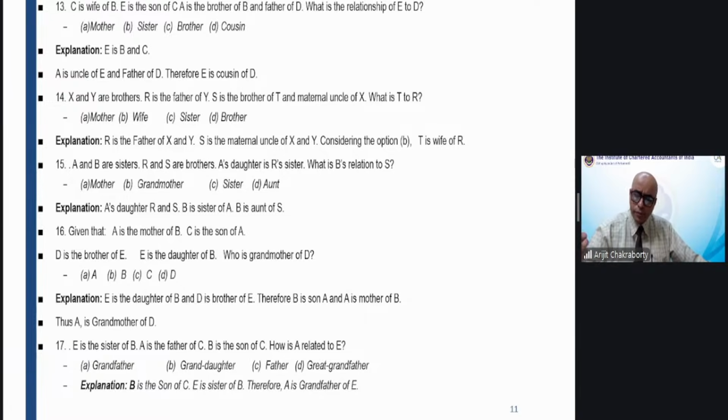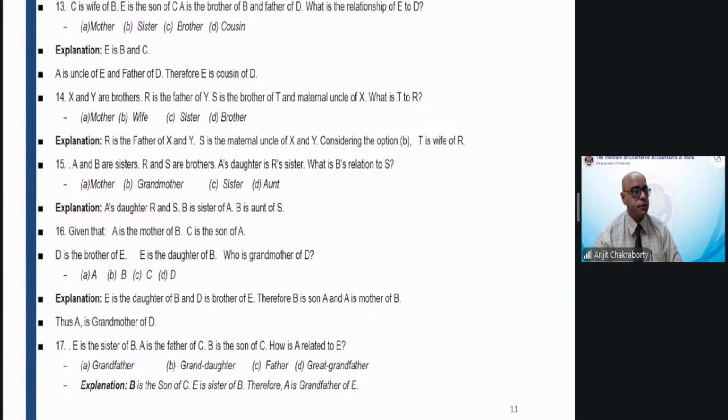So who is the grandmother of D? It is A, because D's mother is B and B's mother is A. So mother's mother is grandmother. So for question number 16, the answer is A.